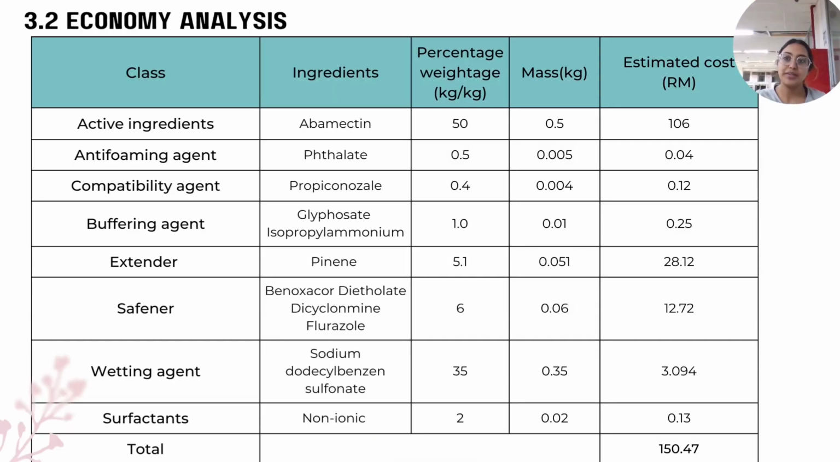Now, I'll be explaining the economic analysis using the project cash flow diagram. But before explaining briefly about the project cash flow diagram, I'd like to present the estimated cost that has been calculated for each ingredient per kg of pesticide.